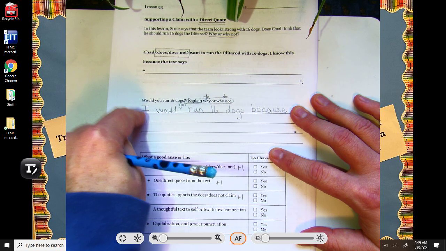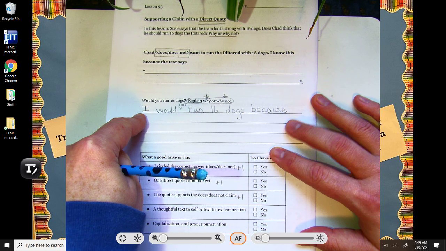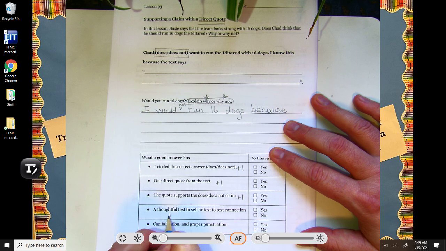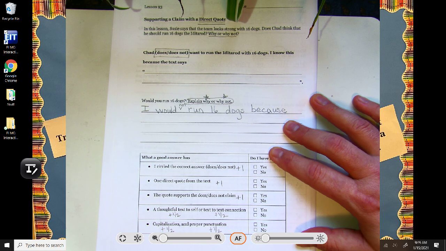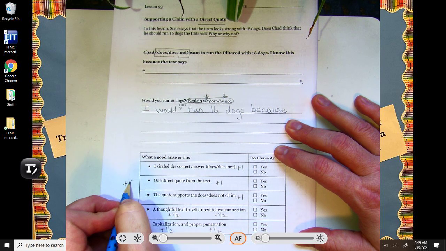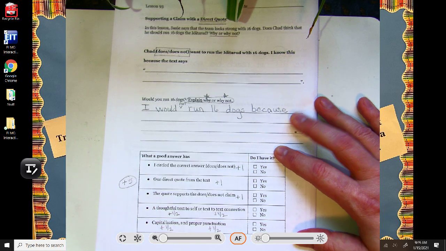Then your connection here, right? A half a point for saying if you would or would not, and then a half a point for explaining why you would or would not. That's going to make a whole point. And then a half a point for capitalizing and a half a point for using proper punctuation is going to give you a total of 5 points again for today's work.